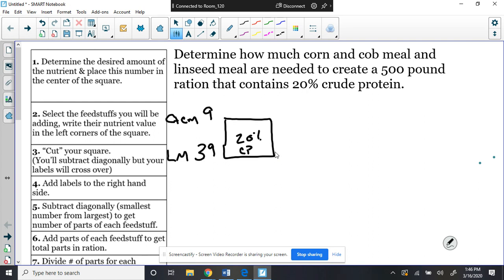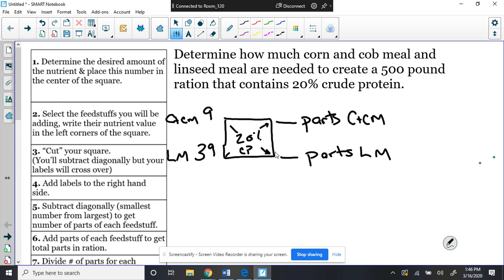Step number 3 is to cut my square. I'm adding in those arrows that are going to help guide my math in a little bit. Step 4 is to add labels to the right-hand side. So when I'm doing this, what I'm really solving for to start with is how many parts of each ingredient I will need. So my parts are going to go on the top parts, C and CM, corn and cob meal, and on the bottom parts, linseed meal.